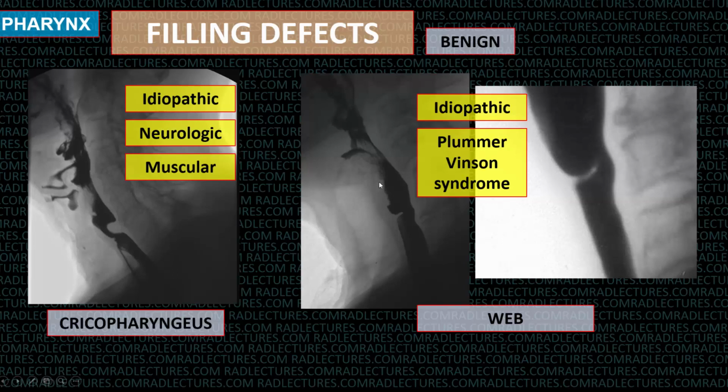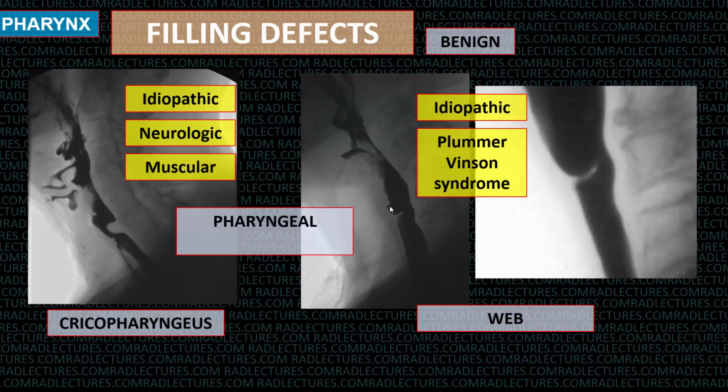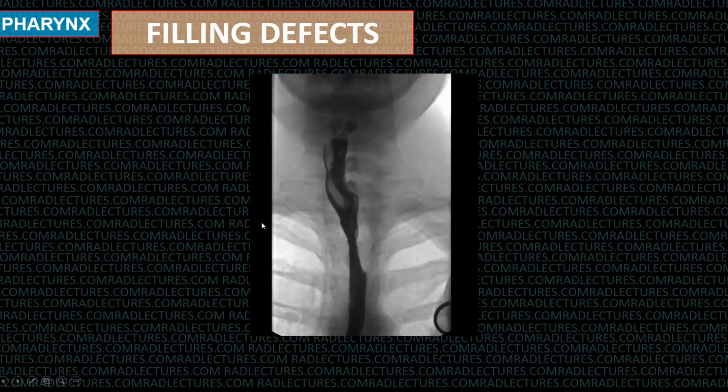Now, if you look at the anterior aspect of the pharynx in these images, there are these tiny, small filling defects along the anterior aspect. And these are due to pharyngeal venous plexus. This is a normal thing. You don't have to worry about it, but when you see it, you shouldn't call it abnormal. So the three benign filling defects of the pharynx: cricopharyngeus impression, webs, and pharyngeal venous plexus.